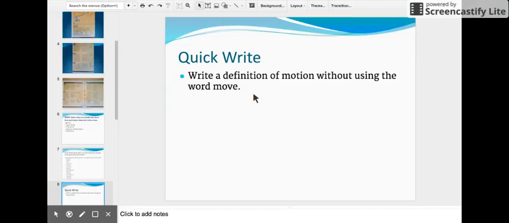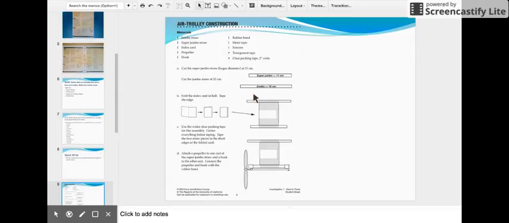And this always throws the students into a tizzy because they always think that motion is moving. And when I tell them they're not allowed to use the word move, it really pushes them to come up with the definition that motion is the act of changing position. And that is the vocabulary definition in this investigation.